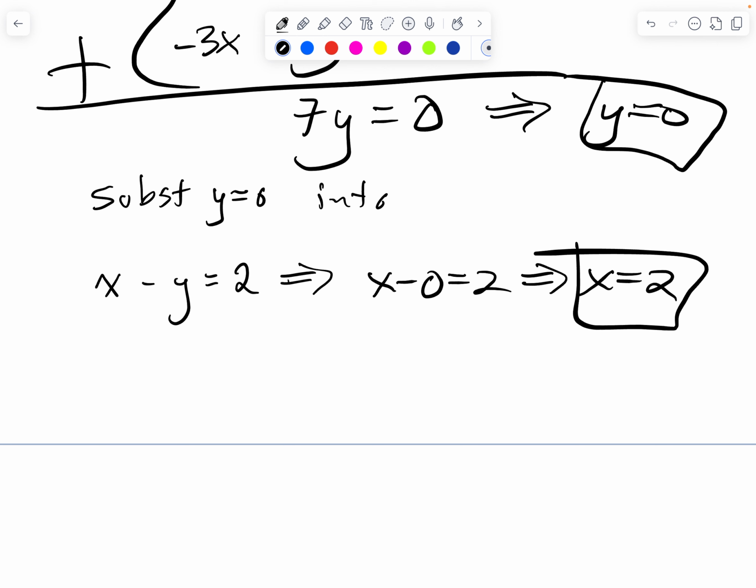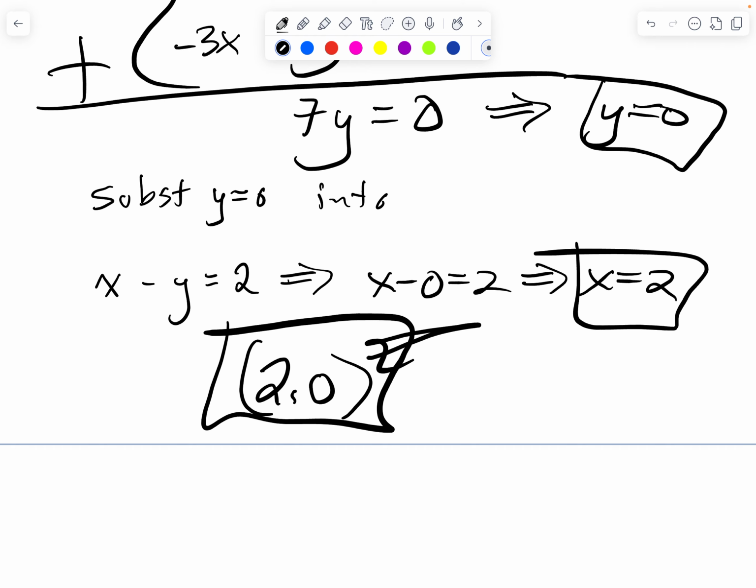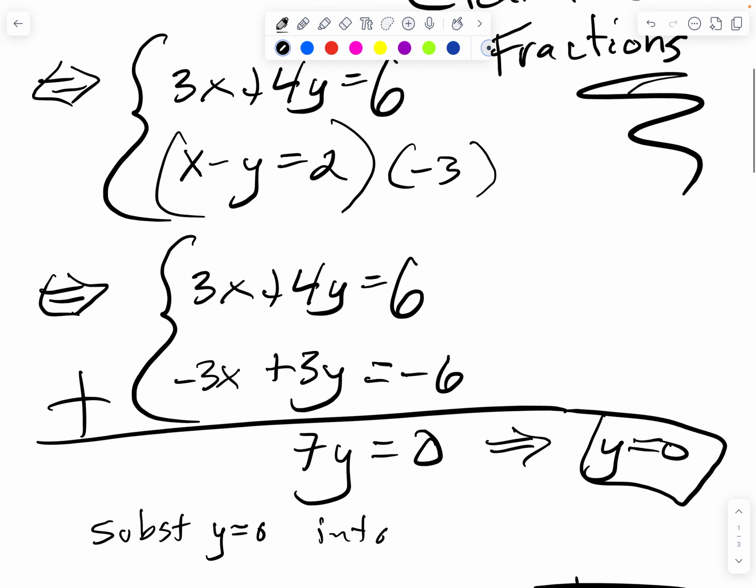Okay, now we need to state here is our answer, because the answer is a coordinate and we need to give it as an ordered pair, and then check our work, make sure it works. Check work. Now, these are all equivalent, right?